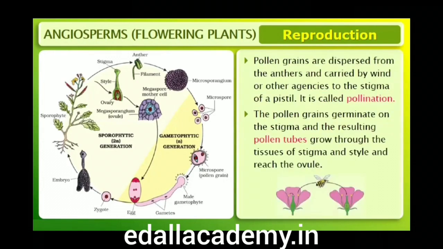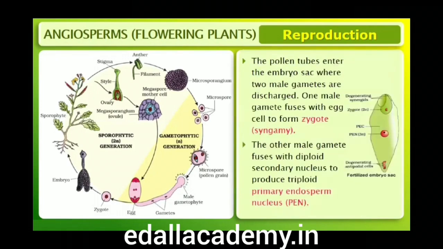Pollen grains, after dispersal from the anthers, are carried by wind or various other agencies to the stigma of a pistil. This is termed as pollination. The pollen grains germinate on the stigma and the resulting pollen tubes grow through the tissues of stigma and style and reach the ovule. The pollen tubes enter the embryo sac where two male gametes are discharged. One of the male gametes fuses with the egg cell to form a zygote, syngamy.